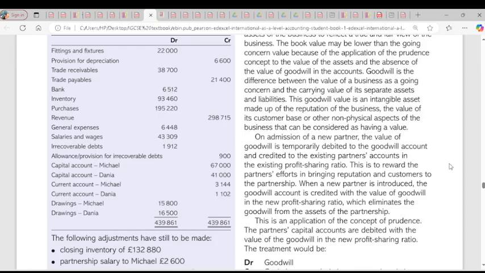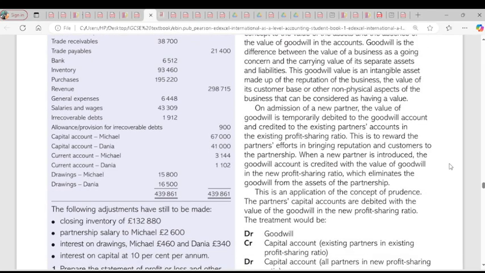Now you start your cost of sales. We have opening inventory of 93,460. Then we had purchases, 195,220. You add it up. Then we have closing inventory, which is in the adjustment, 132,880. You take it away from it. So your opening inventory plus purchases less closing inventory gives you your cost of sales. So your revenue minus your cost of sales is our gross profit.